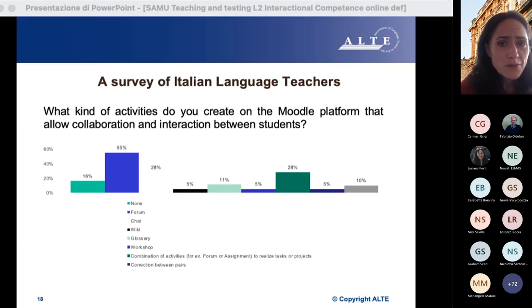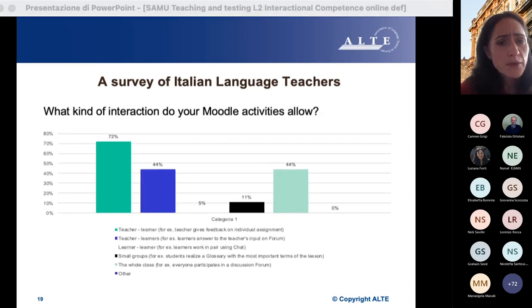So what kind of activities do you create on the Moodle platform that allows collaboration and interaction between students? To this question, the most frequent answer was forum. Much less use is chat or the combination of activities to carry out projects or tasks. Other Moodle activities such as wiki, workshop, glossary, or other solutions that allow peer correction are used only by a very few teachers.